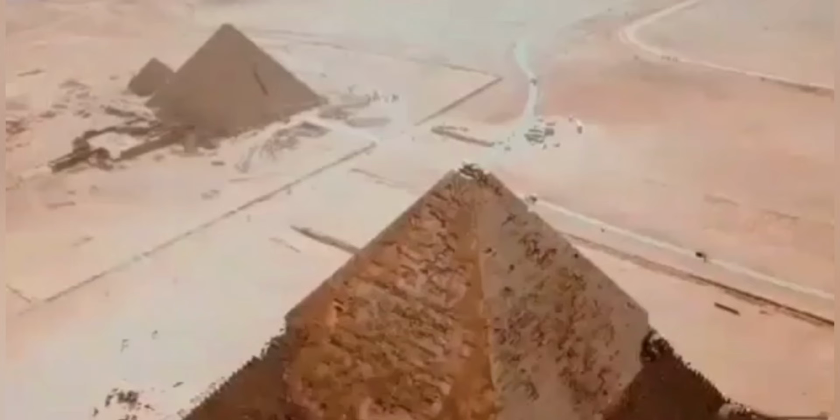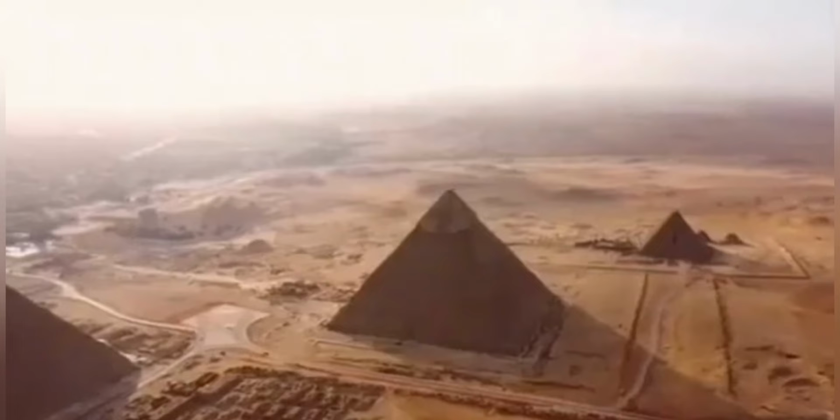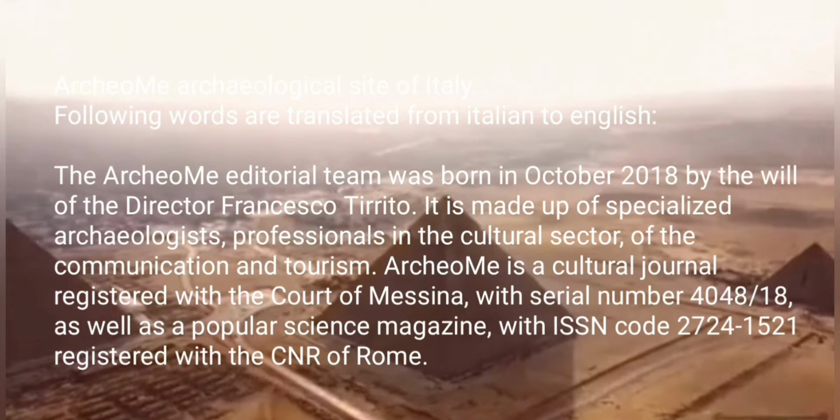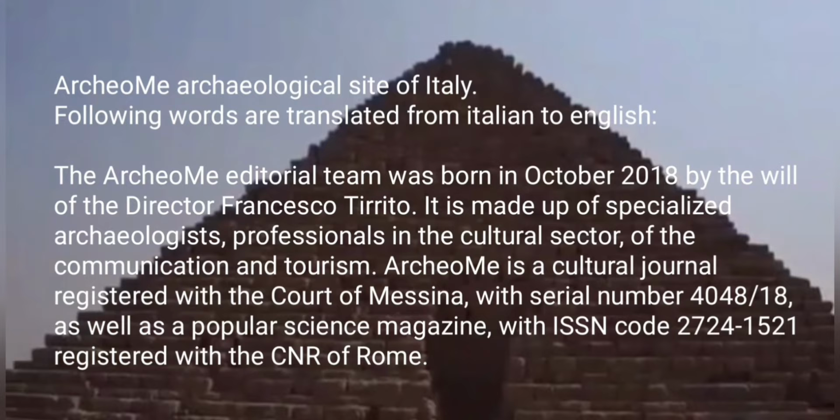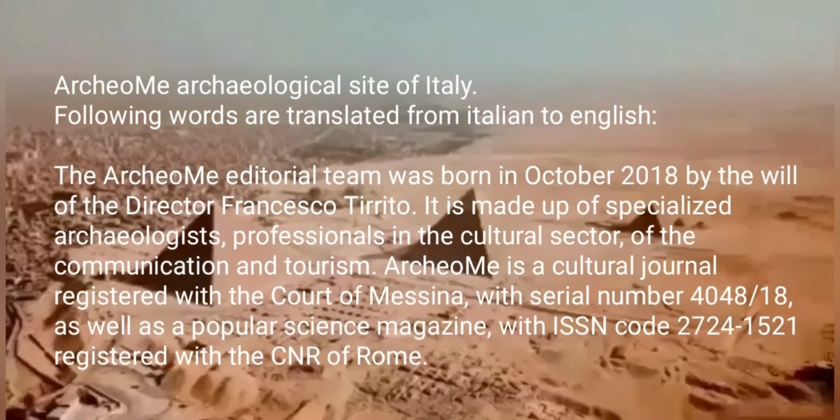Let's look at some archaeology in Egypt about Senemnet that matches what first century historian Josephus said about Moses going to war with Nubia. So this is from Archeome, an archaeological site in Italy. And these words are translated from Italian to English.